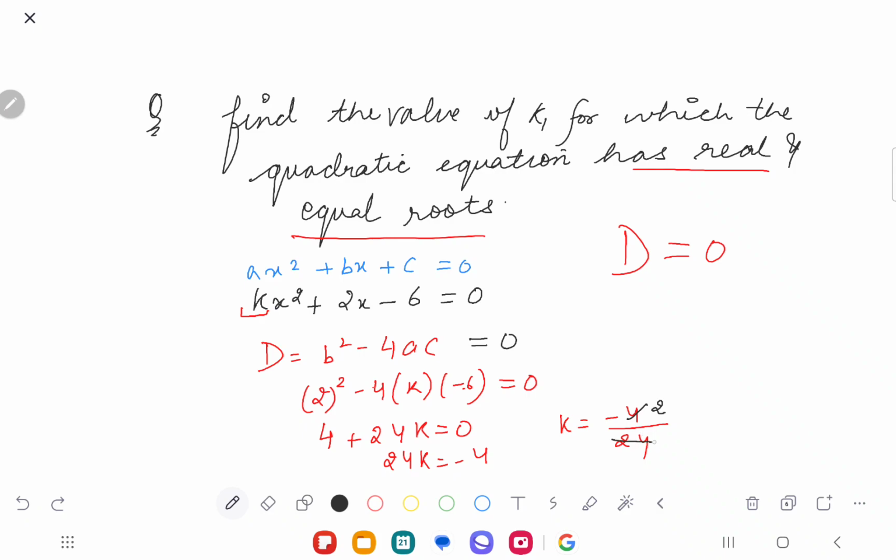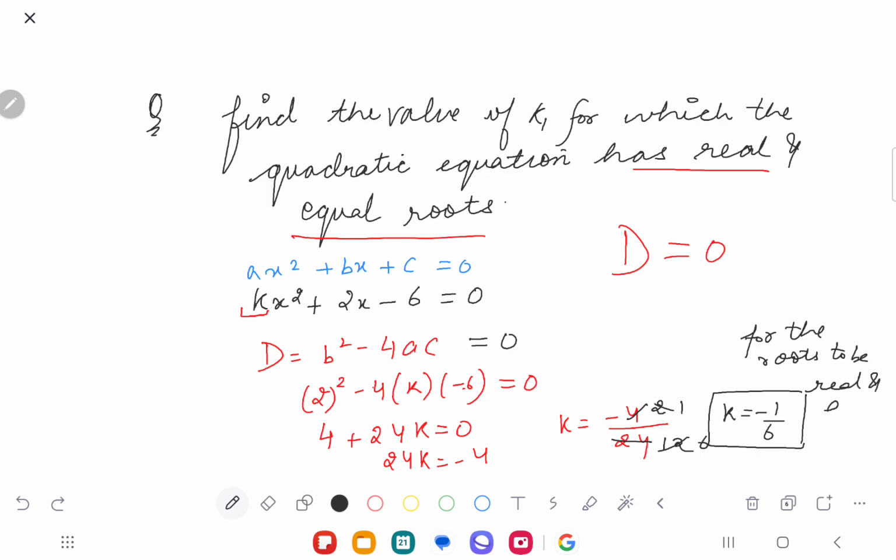So 2 times 2, 2 times 12, 2 times 1, 2 times 6. So basically k is going to be minus 1 over 6 for the roots to be real and equal. And for this value of k, the discriminant shall be 0. Do you understand my point? All right.